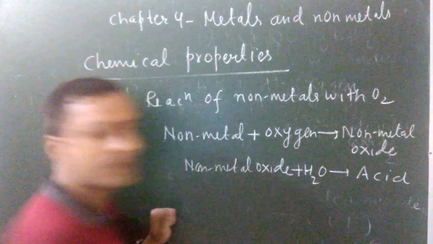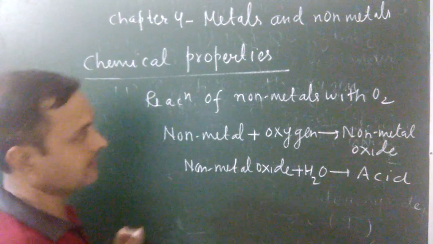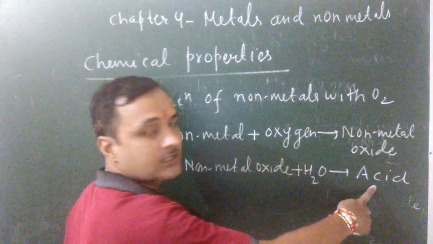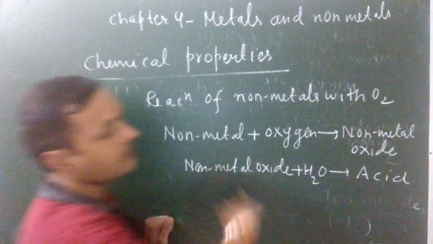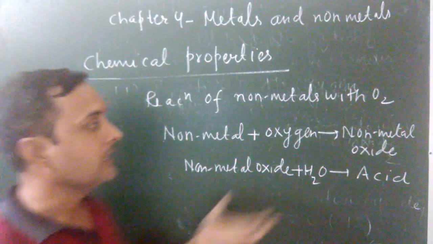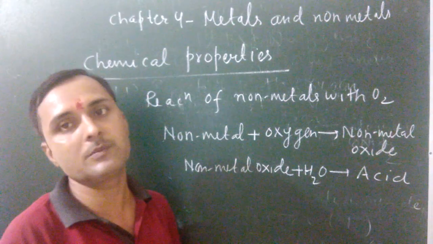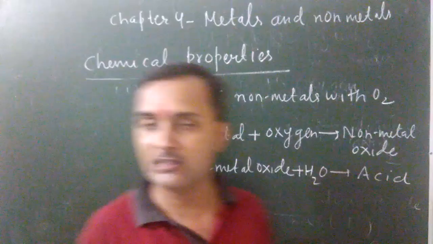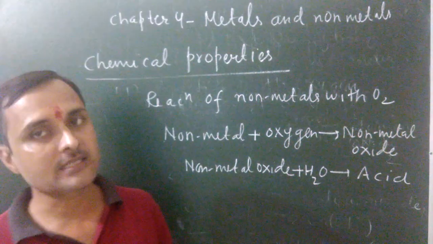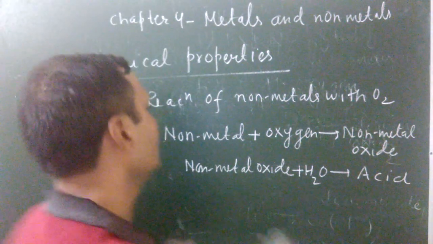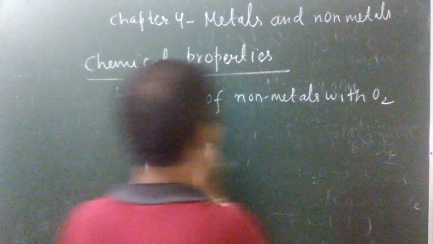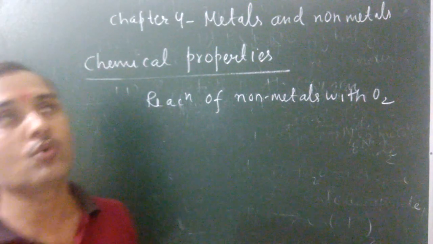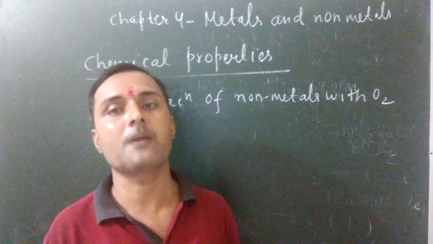It is just different from the reaction of metal with oxygen. There, the product is metal oxide, and the product with water is a base. But here, in the reaction of non-metal with oxygen, a non-metal oxide and an acid are produced, not a base. Now see the examples, the most common examples in your book: carbon and sulfur. Sulfur and carbon are examples of non-metals. Sodium, magnesium and calcium are examples of metals.